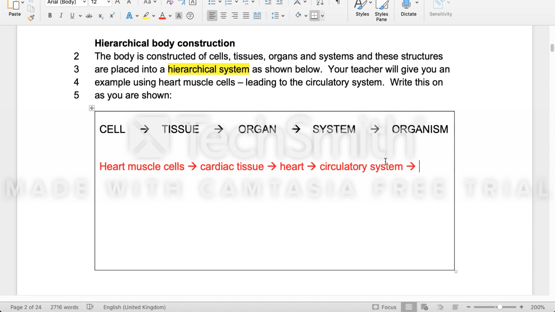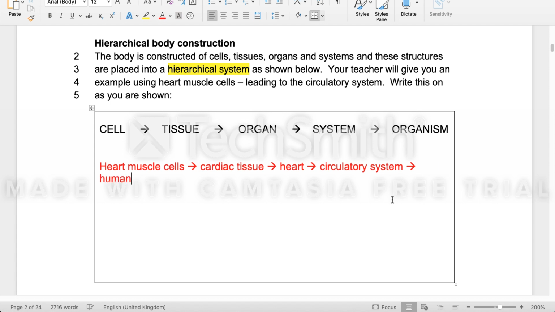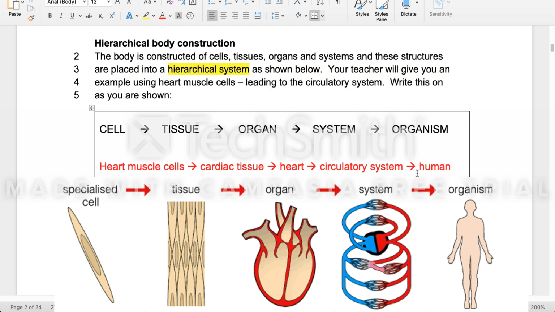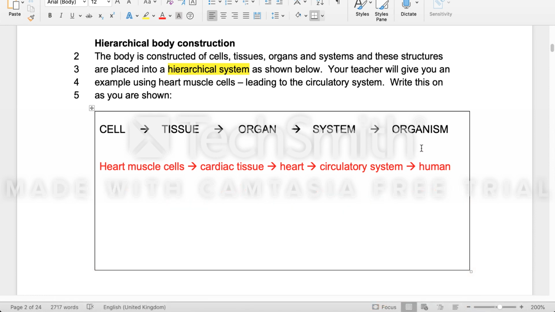Now, the organism that has this, you can go into different organisms, because lots of living organisms have hearts, but we're going to talk about humans, right? Humans have circulatory systems, but you can do the same thing with a cat or a dog or any sort of animal, if that animal has a heart, because all animals have a circulatory system. So this organism part is basically what living thing are we talking about right now. You can do this with almost any living organism.